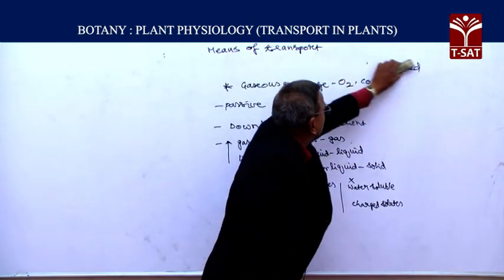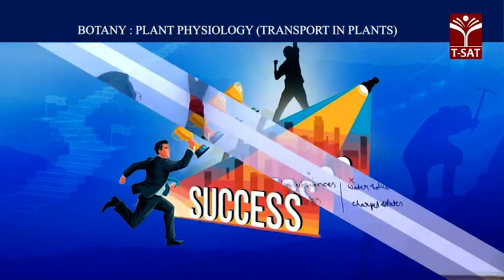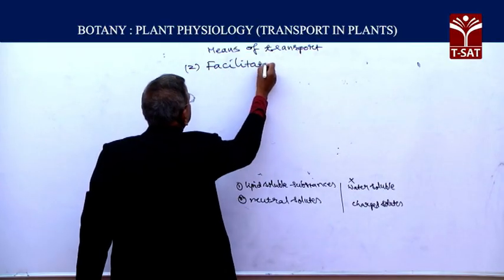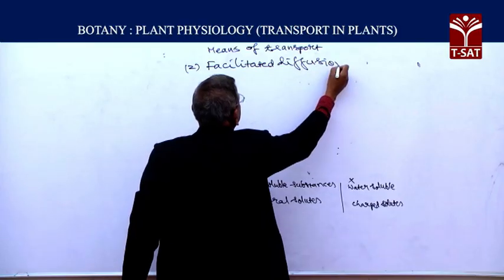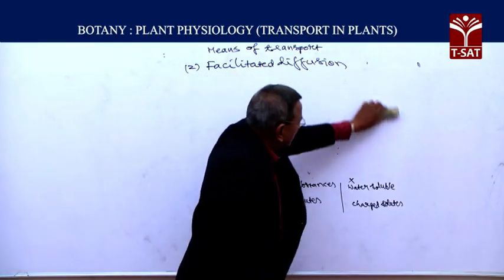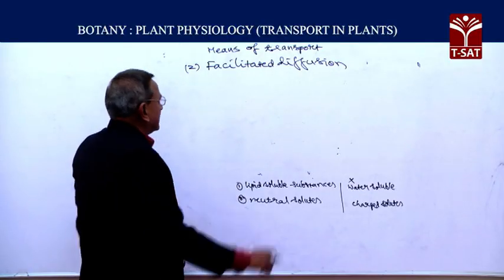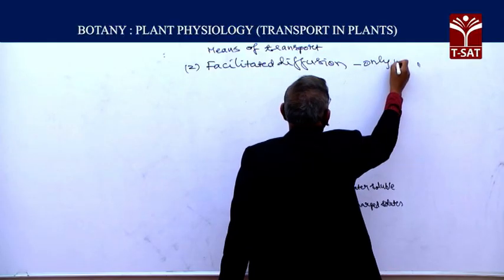Second method, facilitated diffusion. The second means of transport is facilitated diffusion. Normal diffusion can occur in living and non-living, whereas facilitated diffusion can be seen only in living cells.